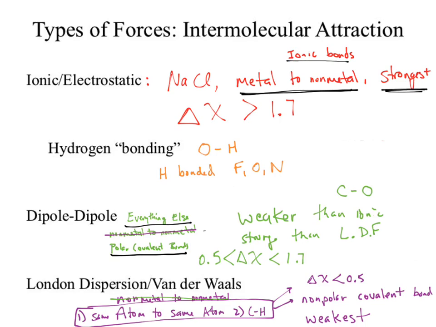It's not a metal to a non-metal. What is it? Oxygen and hydrogen are both non-metals. So why don't I classify it as a dipole-dipole? It is. It does meet the electronegativity difference. That interaction is so stupidly strong that it gets its own special subcategory.